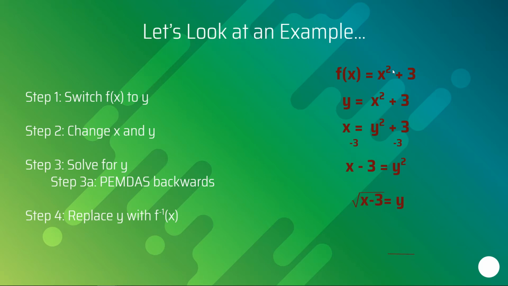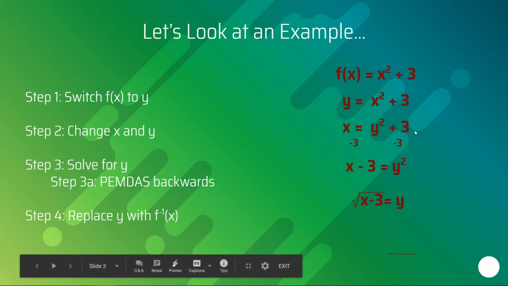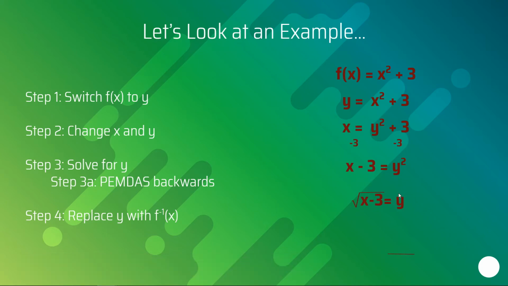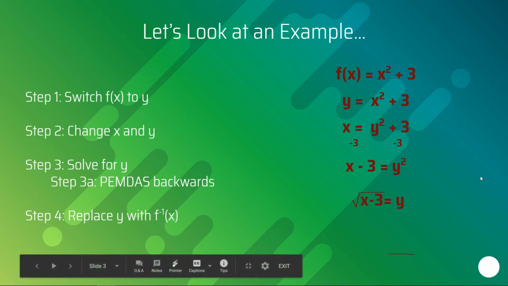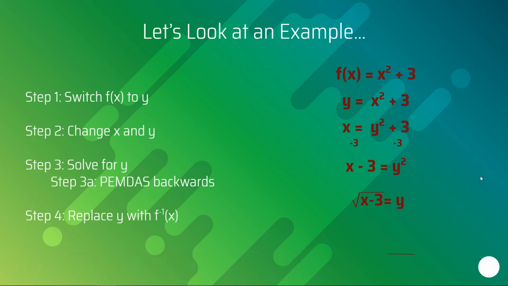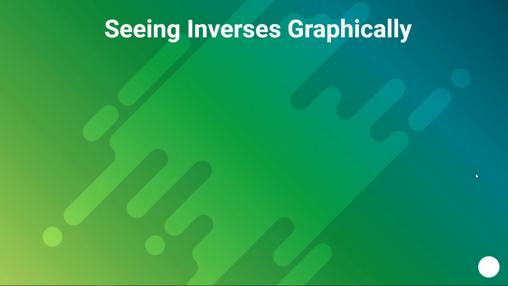You will have the opposite operations. That's one of the things. And the opposite of a square is a square root. That's just a way to help narrow down your answers. So the square root of x minus 3 is the same as g of x, which is the square root of x minus 3. So f of x is the original, g of x is its inverse.